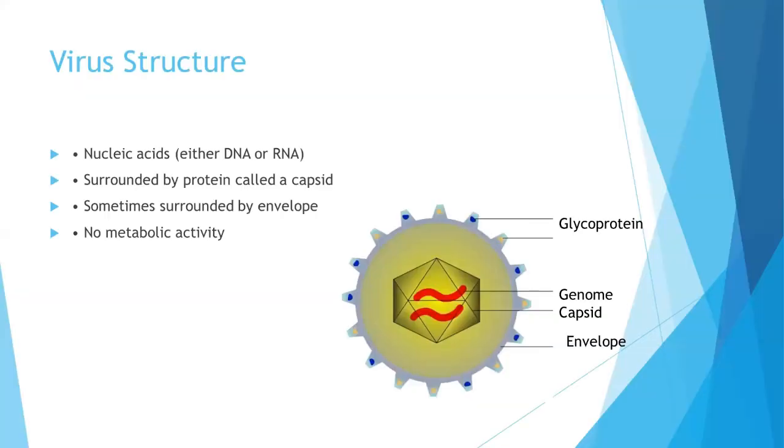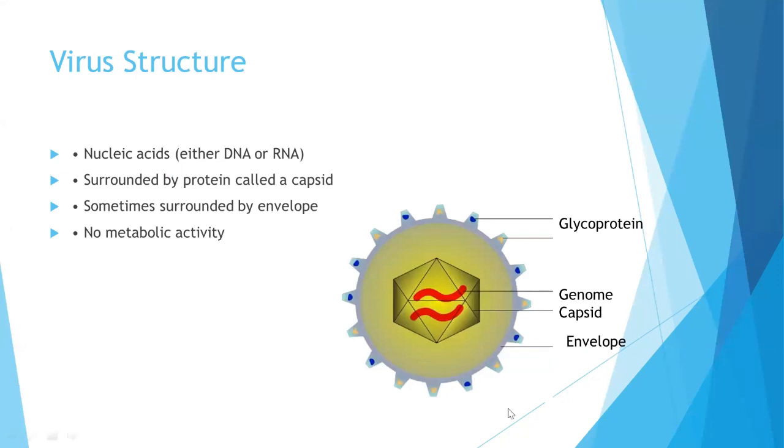In this video, we will be talking about viral structure and replication of the virus. Viruses contain nucleic acids, which can be either DNA or RNA. These nucleic acids are surrounded by a protein coat called the capsid. Sometimes viruses are enveloped, but sometimes they are naked, and those viruses are called naked or non-enveloped viruses.